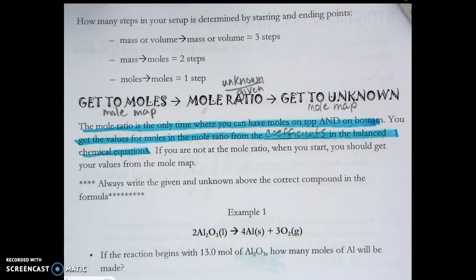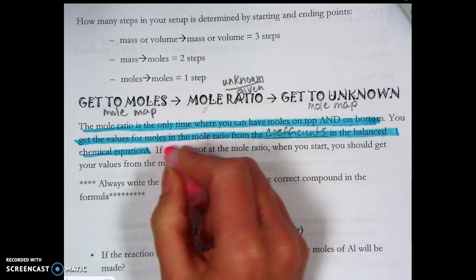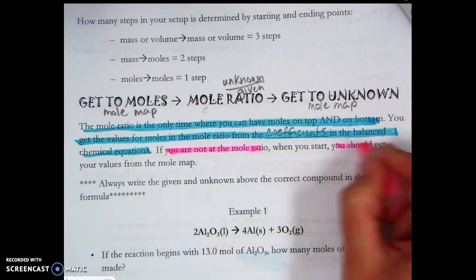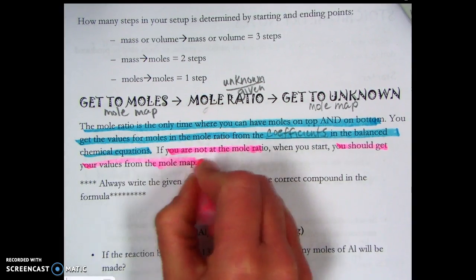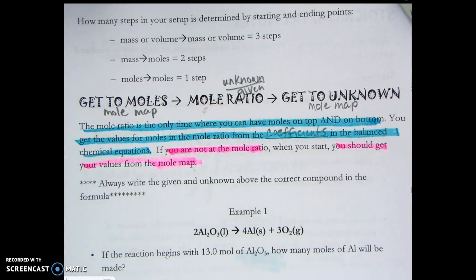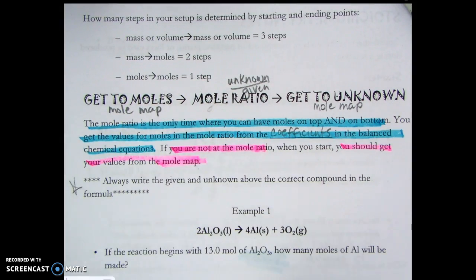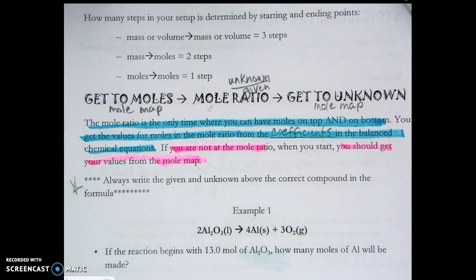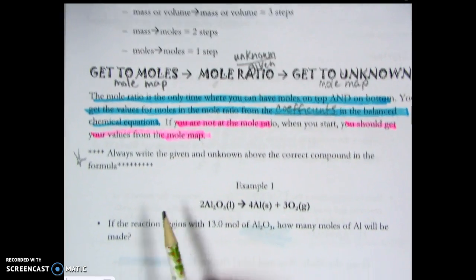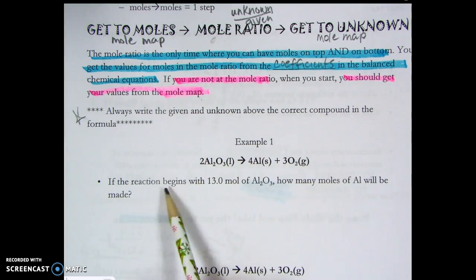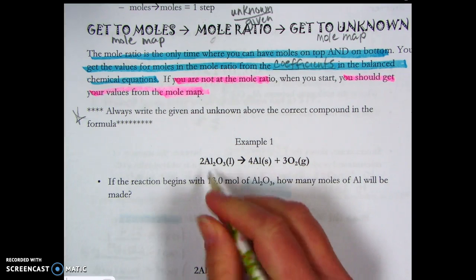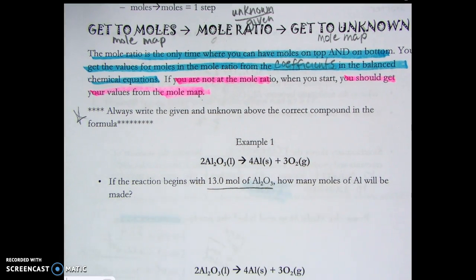From the balanced coefficients. If you're not at the mole ratio, you should get your values from the mole map. And we're always going to write the given and unknown above the correct compound in the formula. So, let's start. If the reaction begins with 13.0 moles of aluminum oxide, we always underline our given.